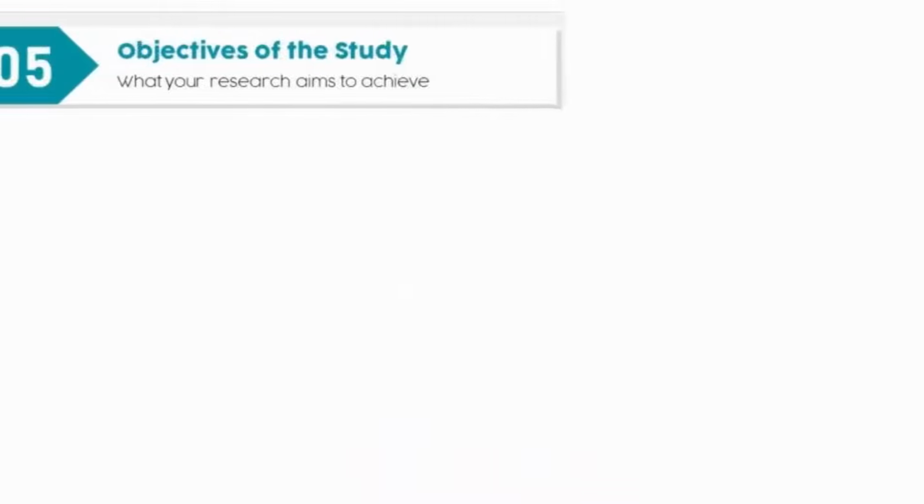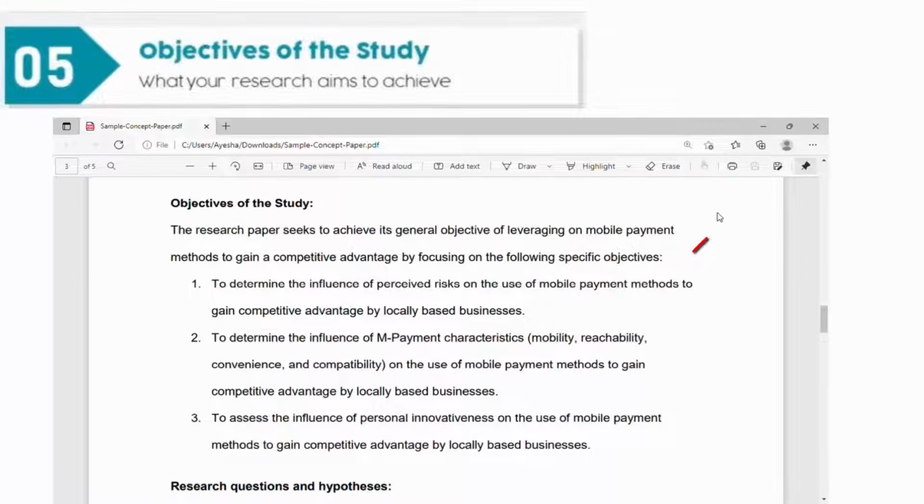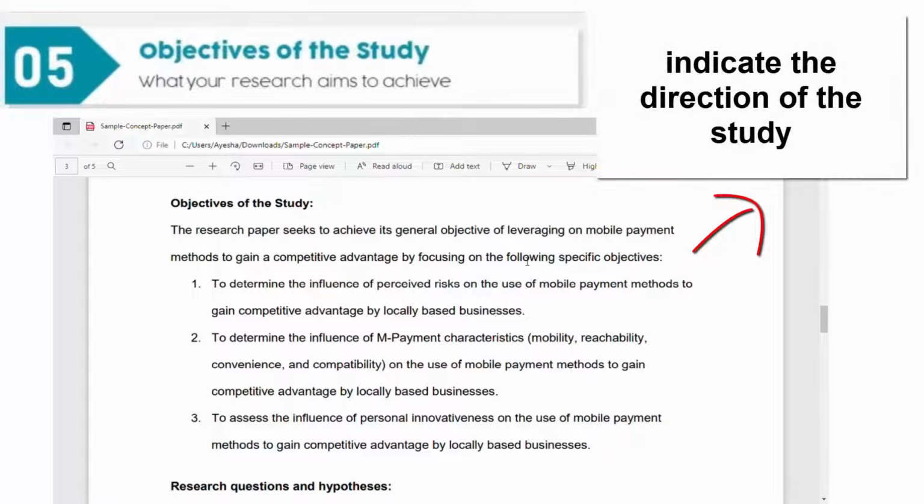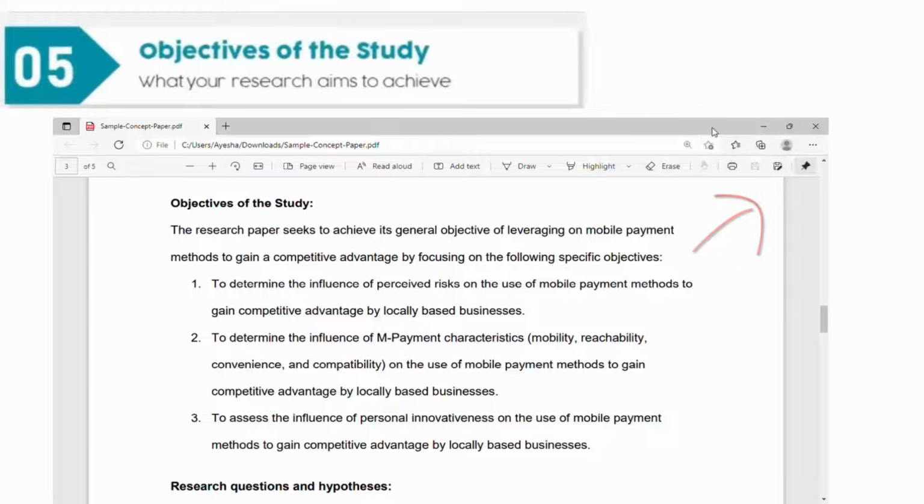5. Objectives of the study. Simply state the main objectives that your research is trying to achieve. The objectives should be able to indicate the direction of the study for both the reader and the researcher. As with other elements in the paper, the objectives should be specific and clearly defined.